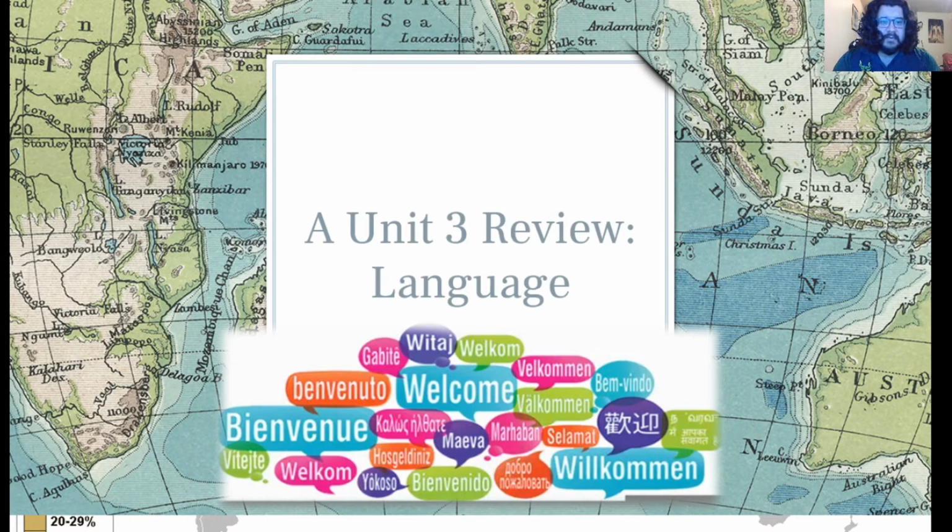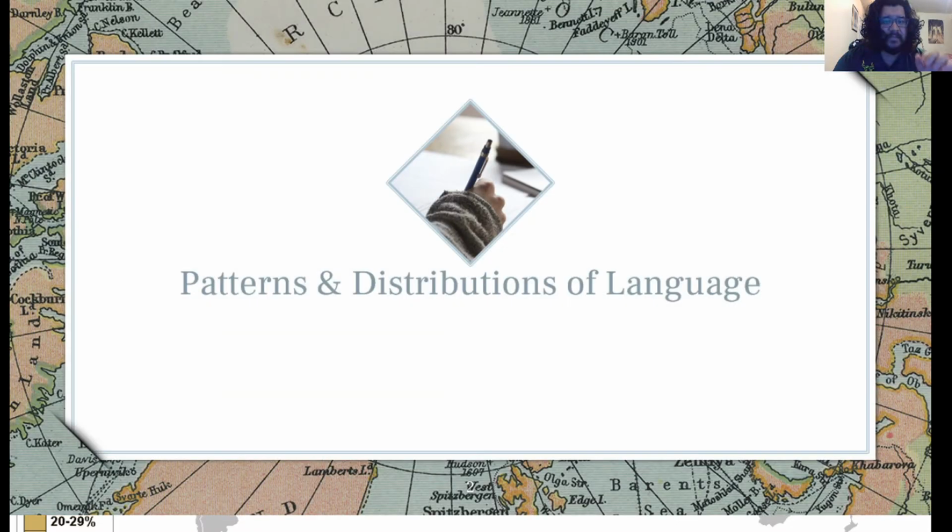We started the Unit 3 review. We're starting today with language. The first topic we're going through is what we call patterns and distribution of language, which is going to lead us to where we find languages and how they're spread out throughout the world, right?